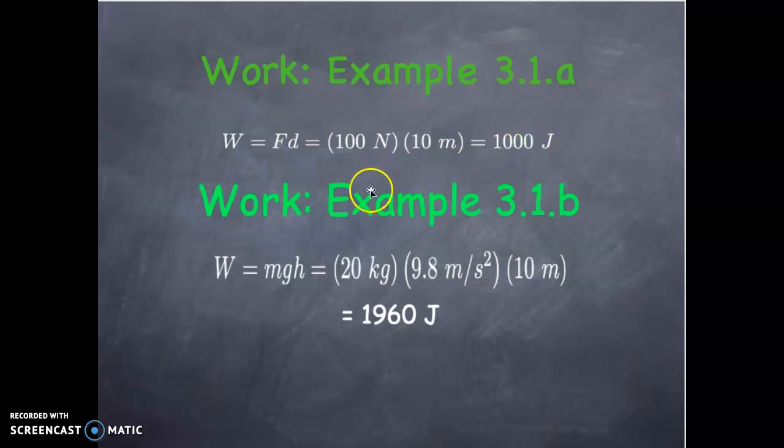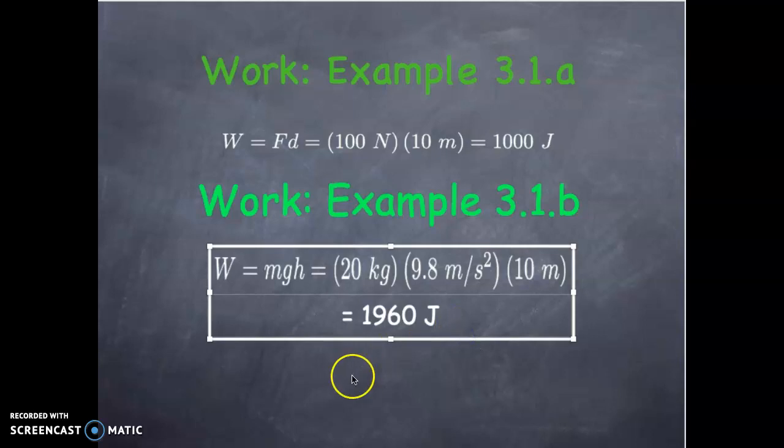Now compare that with the second case. The mass is 20 kilograms. The value of g, the acceleration due to gravity, is 9.80 meters per second squared, and it moves that same height, 10 meters. Now the work done is 1,960 joules. More work is needed in this particular case.